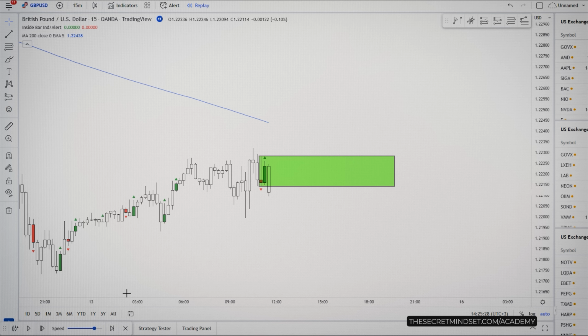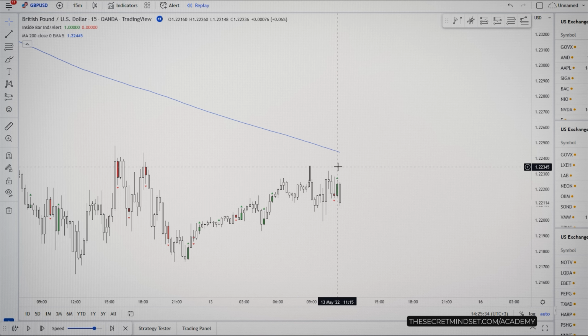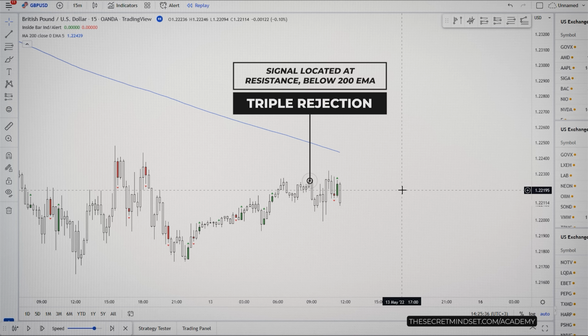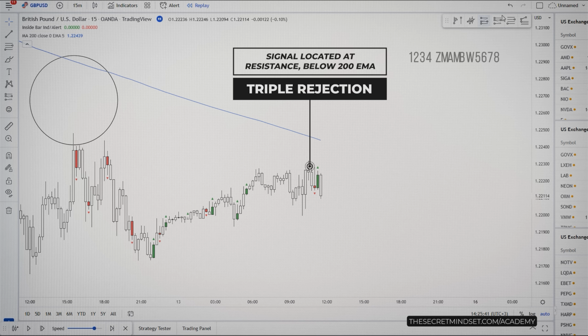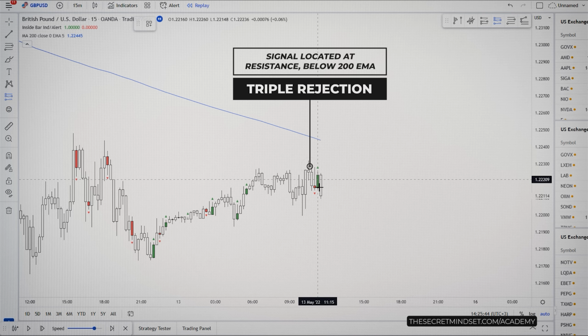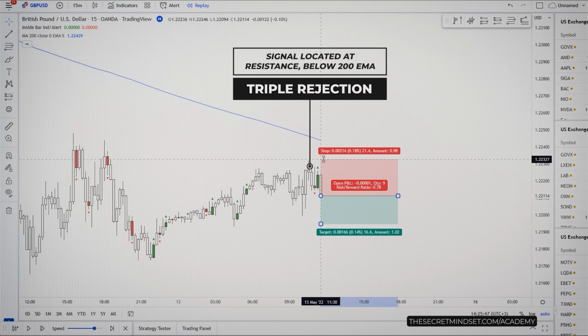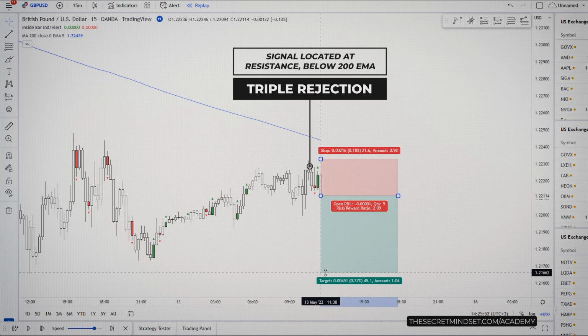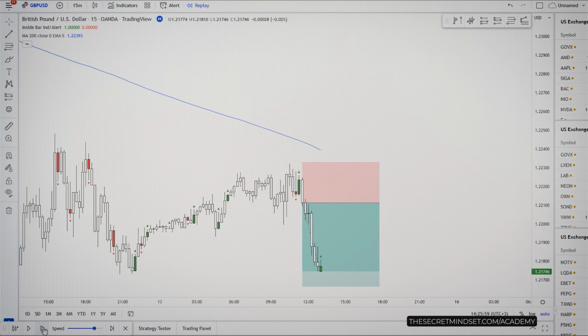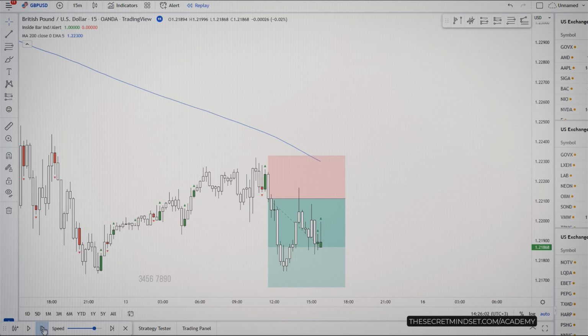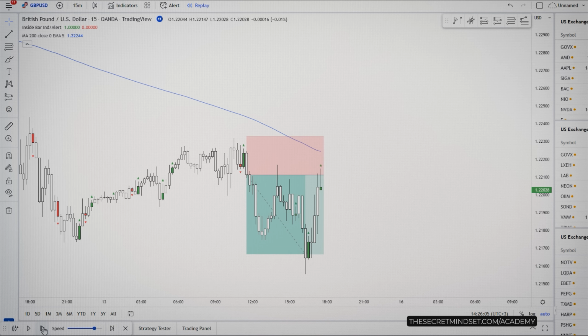Here's the signal. We have consecutive inside bars around this resistance area. We have a triple rejection in a small amount of time. As price broke the channel to the downside, we entered short with a stop loss above the channel and a take profit around the swing low. That's a risk to reward ratio of 2. We move on.